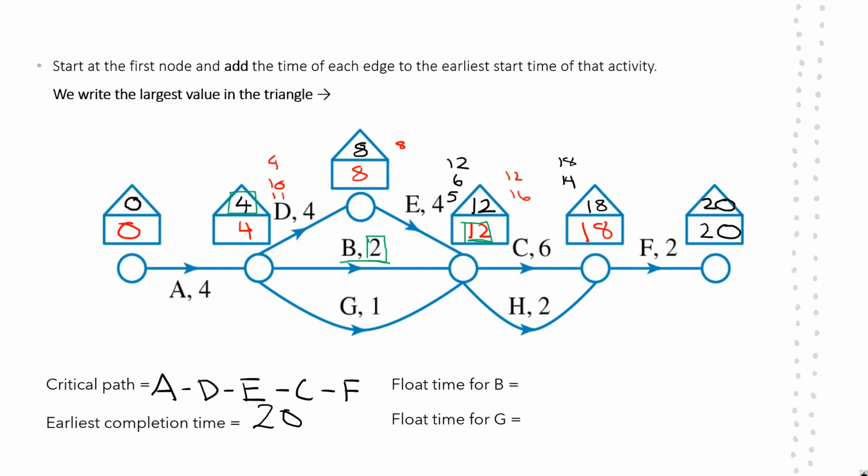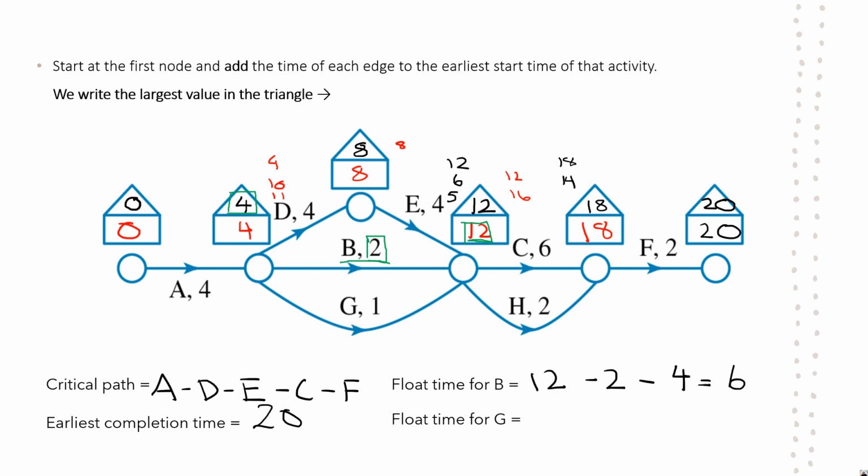Okay, so those are the 3 values that we require. Literally, all we really do is just go from right to left, subtracting as we go. So the float time for B, that latest start time of Y, which was 12. Subtract the time of B, which was 2. Subtract the earliest starting time of the little house beforehand. So B has a float time of 6 minutes.